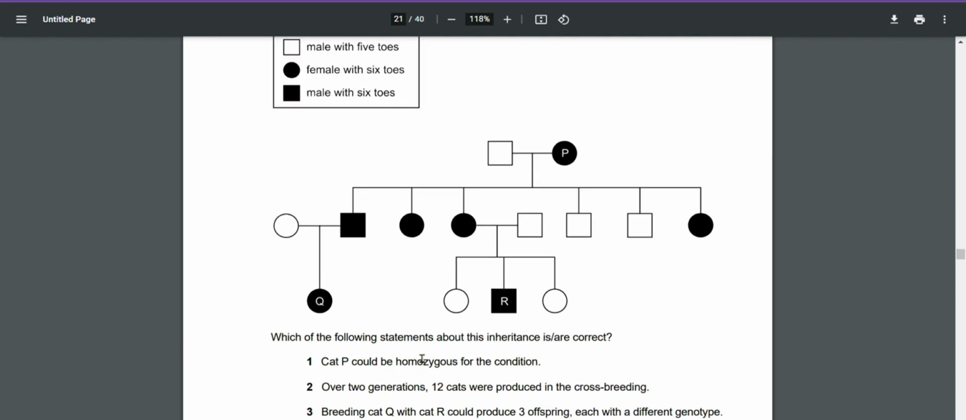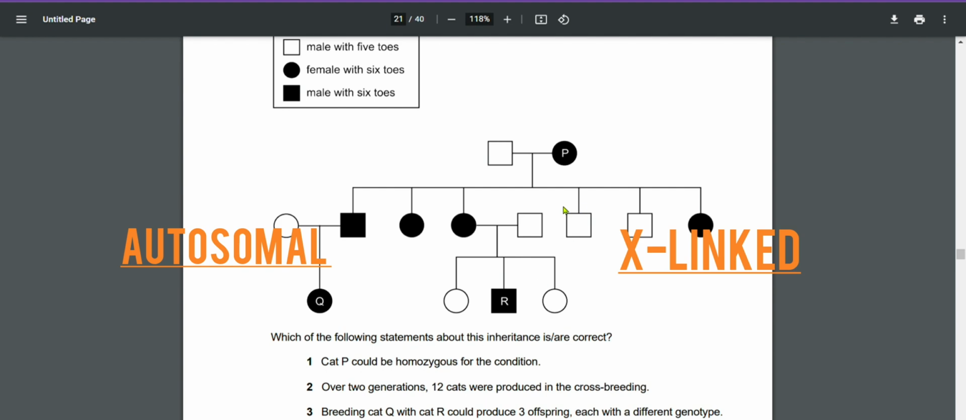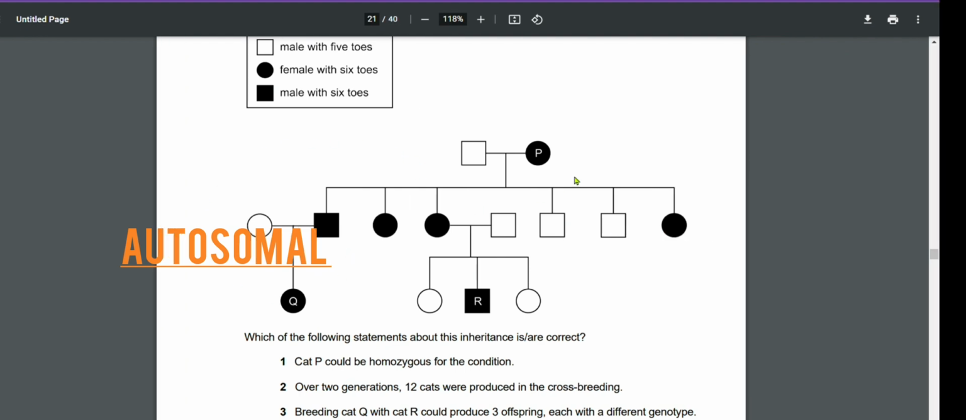In order to answer 1, we gotta test it. Since we don't know whether this condition is autosomal or X-linked, we gotta test for both. Starting with autosomal, P would be A capital, and this one would be a small, and we would produce A capital A small for all of them, so all of them would have 6 toes, and this is not the case, so it's not autosomal.